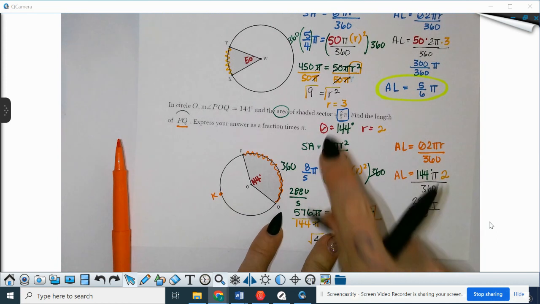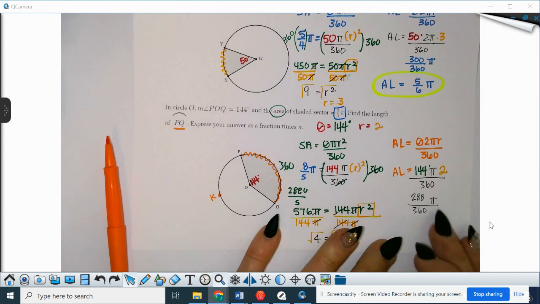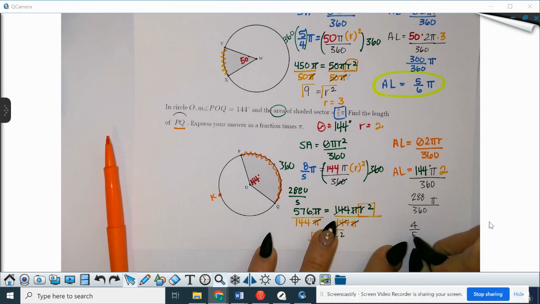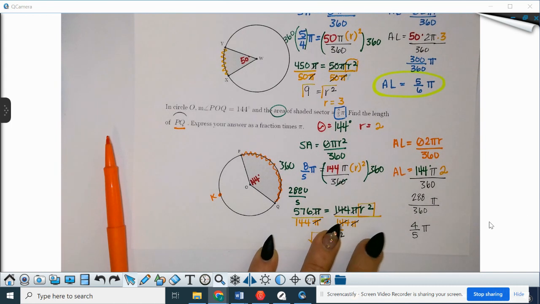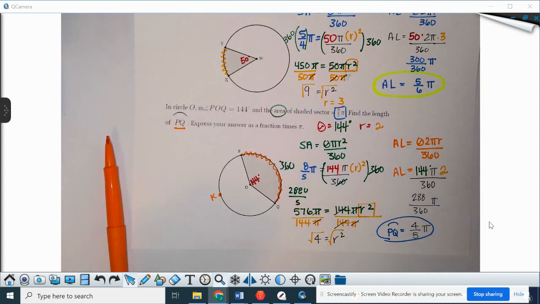pi. And again, it says express your answer as a fraction times pi, so that's leaving this answer in terms of pi. So 288 divided by 360. Again, if you plug that fraction into your Desmos, 288 over 360, don't push the pi button. You'll see to the left-hand side there's a circle. Click it, and it will simplify it for you, and it should be 4/5 pi. So the arc length, or the length of PQ, is equal to 4/5 pi.